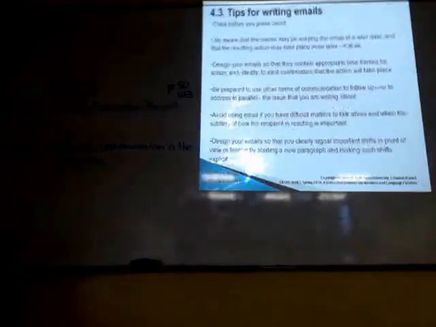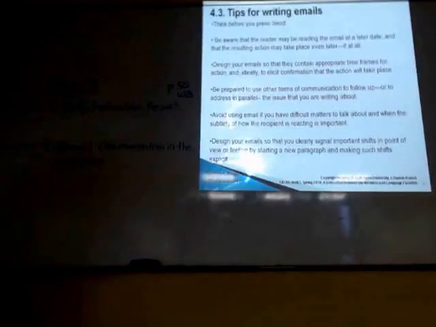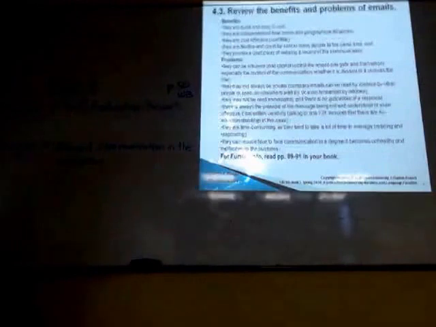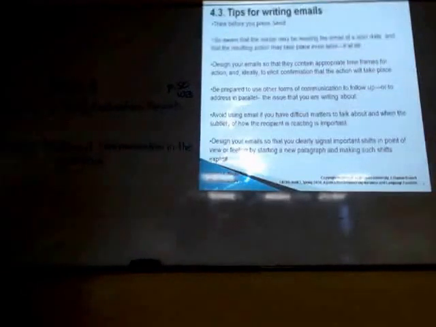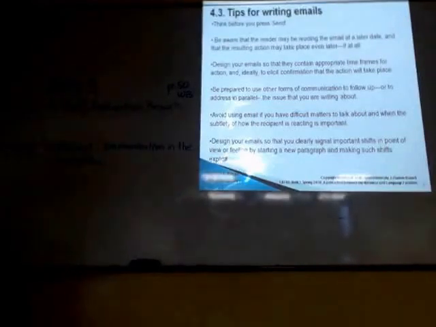Now, if I remember correctly, last semester in the final, instead of asking what are the benefits and problems of email communication, they asked what are the tips for writing emails. Tips, meaning small advice. Okay? For example, already what we talked about.